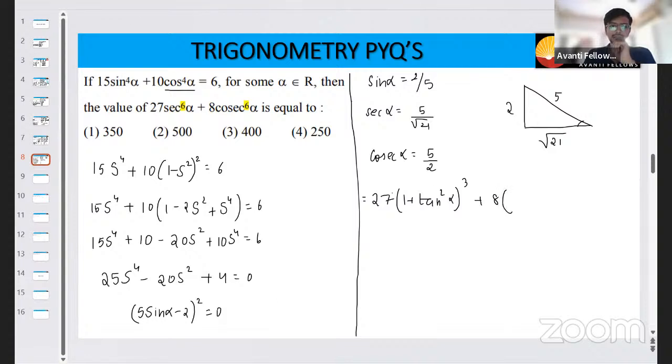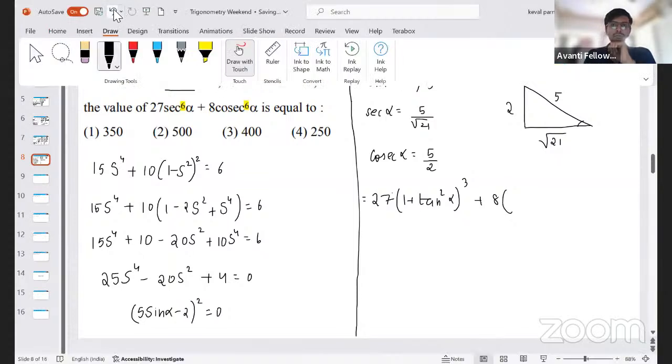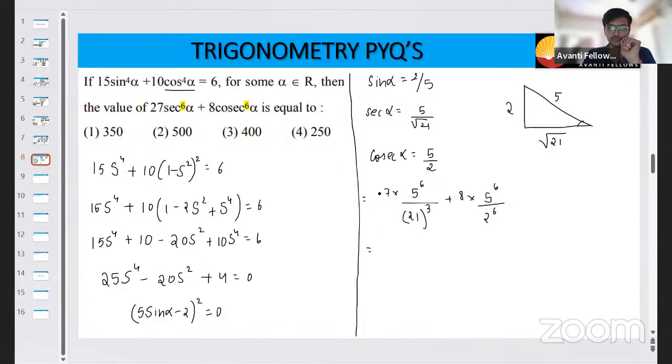I think वही हो जाएगा ना. Tan is same. We have to simplify this only. Okay, let us simplify this. 27 into 5 raised to the power 6 upon 21 into 21 into 21 plus 2 cube is 8.